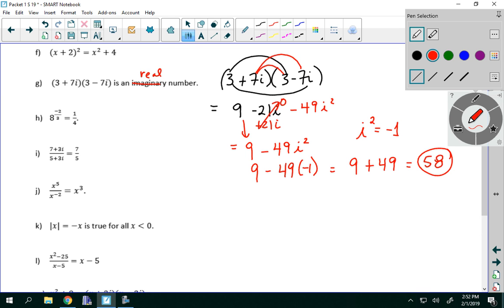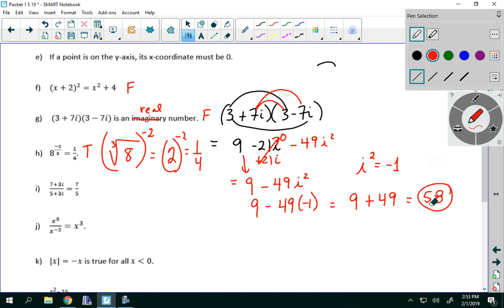And finally in this video, we'll take a look at H. H asks us to take the cube root of 8 and then raise it to the negative 2 power. So if I take the cube root of 8, I get 2, because 2 times 2 times 2 is 8. And if I raise 2 to the negative 2 power, I get 1/4. So this one is true. This one was false, and this one was false. Okay, that's the video for E, F, G, and H.